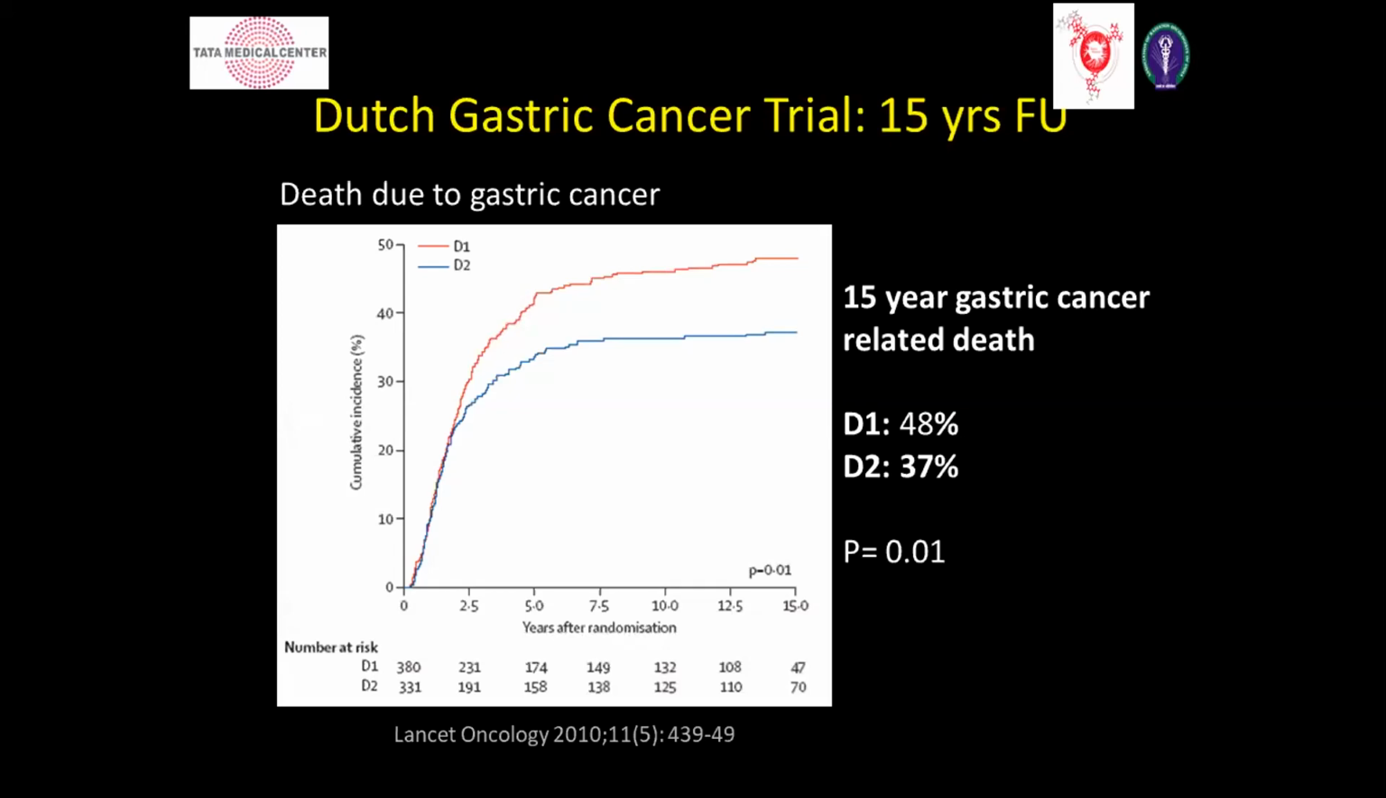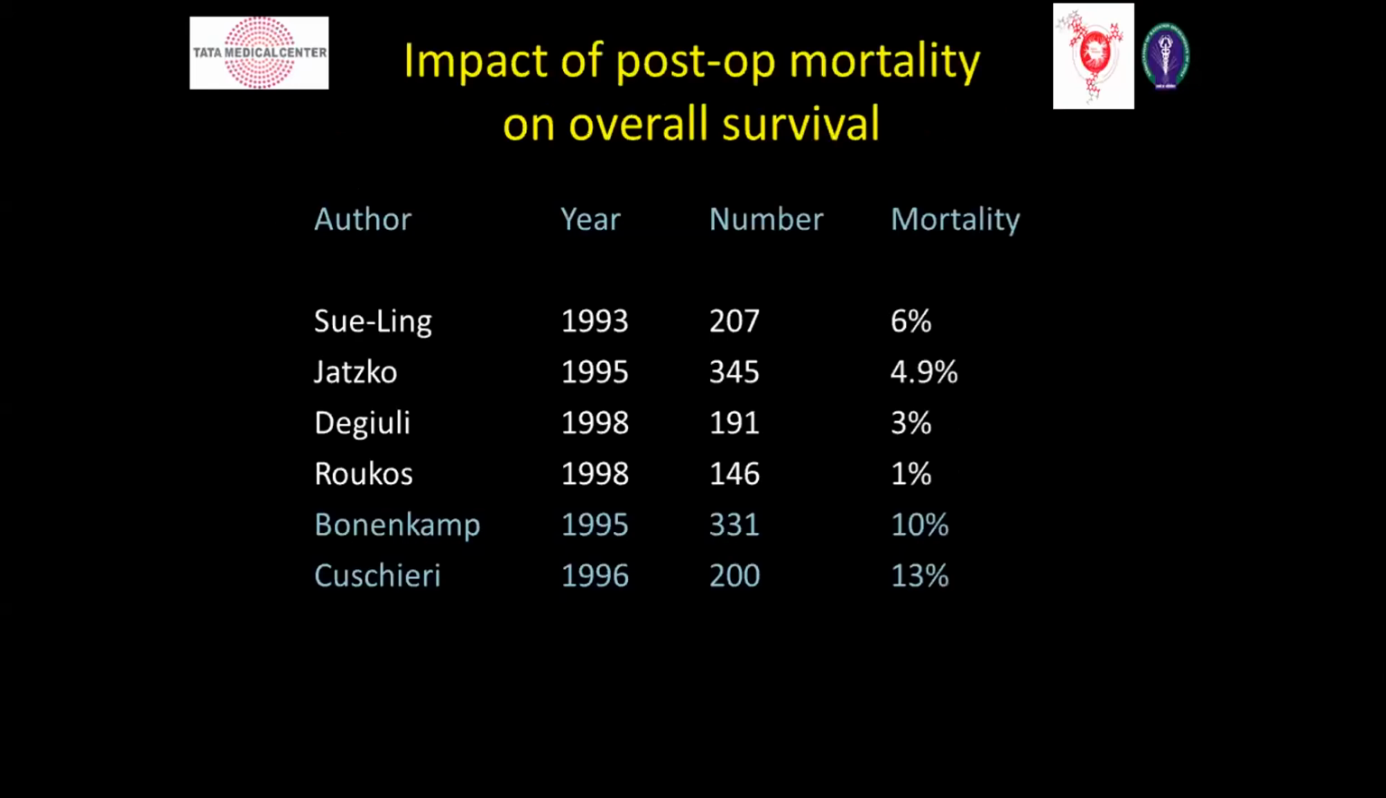They published in 2010 and concluded that D2 gastrectomy is helpful for long-term survival if the patient has node positive disease, but it has a higher morbidity. Now, again, you have to balance between the risk and benefit. So what are the risk and benefit?